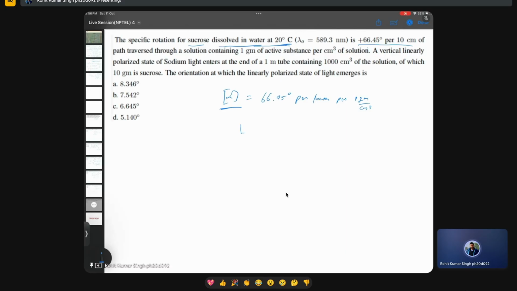So the dimension of specific rotation is basically radian per unit length. So per unit, here it is centimeter per unit meter, and here you can have in, oh sorry, what is happening?